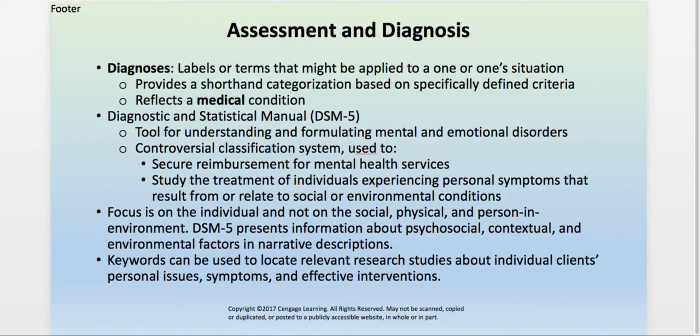one of the issues with the DSM is that the focus is on the individual and really not a lot of attention is given to the social, physical, or person and environment issue. It really is about psychosocial, contextual and environmental factors only in the narrative descriptions, but it really doesn't necessarily connect to the specific diagnosis itself. They aren't considered to be criteria for making the diagnosis, so to speak, but they sometimes are addressed in the narrative that is associated with the diagnosis.